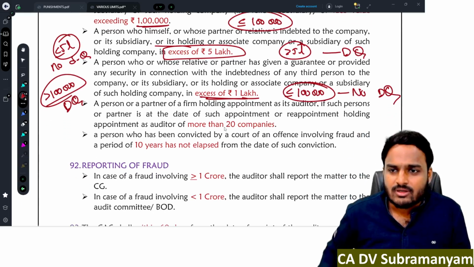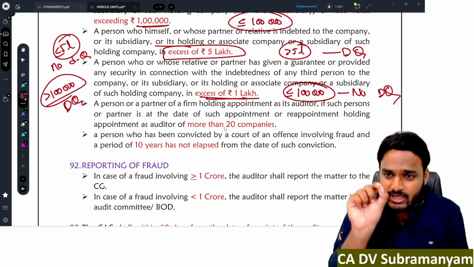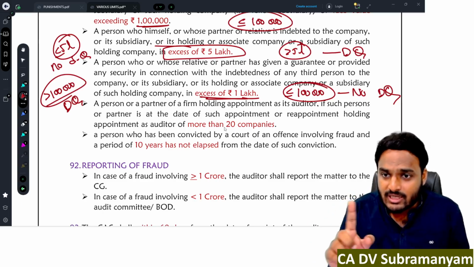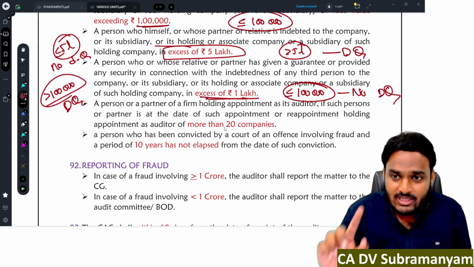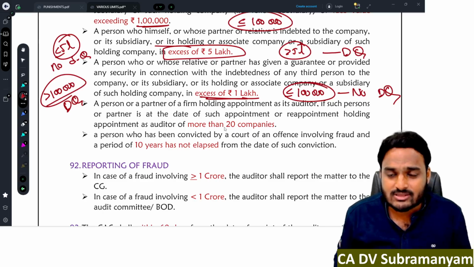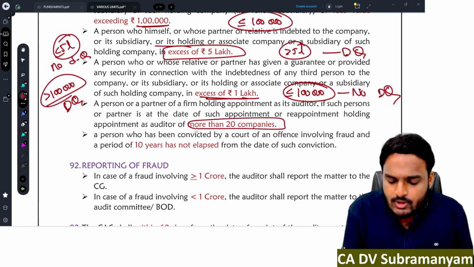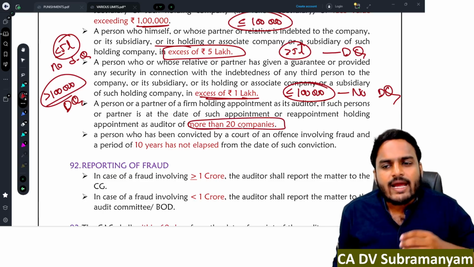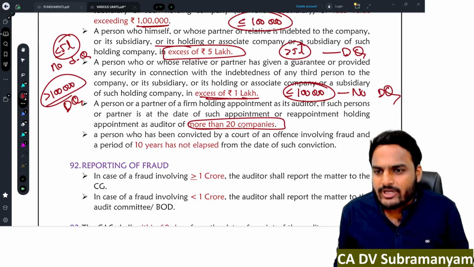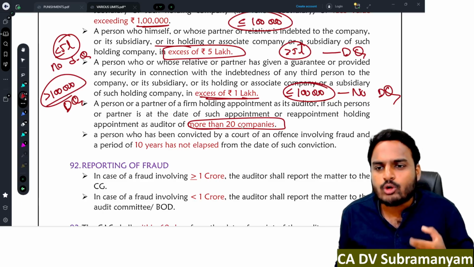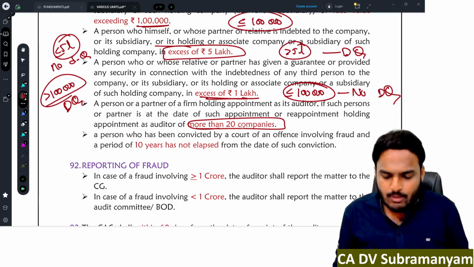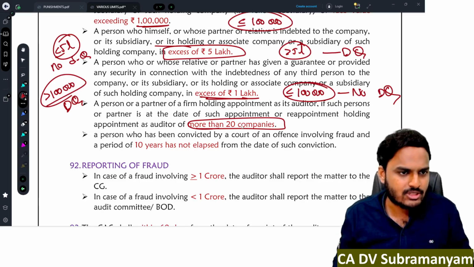So here, equal to is very, very important. Equal to 1 lakh, no disqualification. Greater than 1 lakh, disqualification. Equal to 5 lakhs, no disqualification. Greater than 5 lakhs, disqualification. Very, very important. Next one, you can act as an auditor maximum 20 companies. You cannot be appointed as an auditor for more than 20 companies. So up to 20 companies, no disqualification.